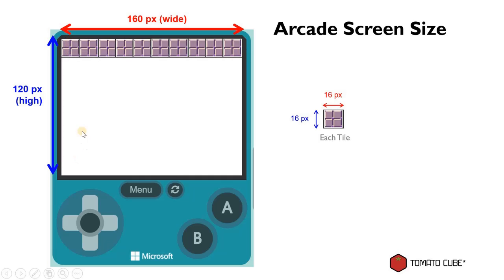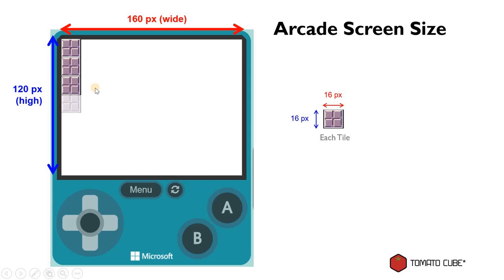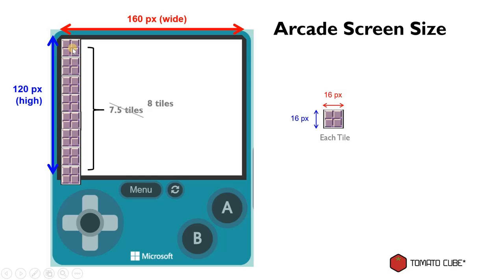And then from top to bottom, you're going to need 1 tile, 2 tiles, 3, 4, 5, 6, 7, 7.5. So you're going to need 7.5 tiles, and because we can't draw half a tile, we are going to utilize 8 tiles to fill up the screen from top to bottom. So in order for us to draw up a scene for our game, we are going to need 8 tiles from top to bottom and then 10 tiles from left to right.